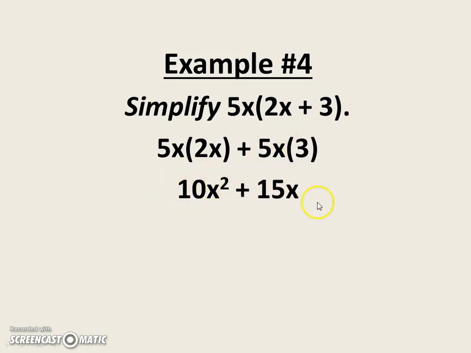Now, we can't combine these two together because they're not like terms, guys. This is a term of x squareds, and this is a term of just x's. So they can't be put together, so we're simplified and we're done.